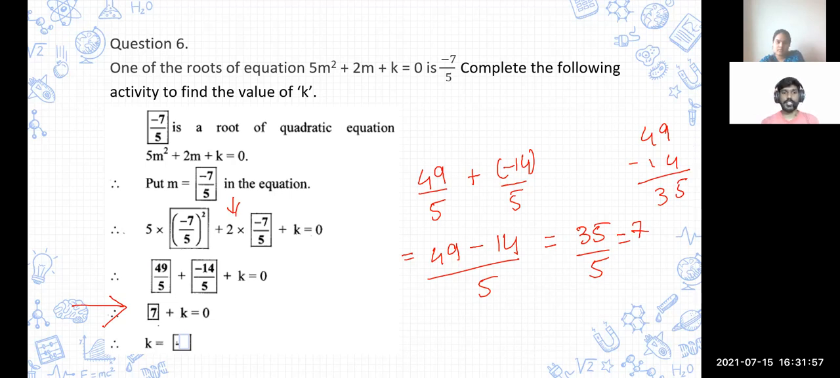And when 7 goes on the other side? Yes, 0 minus 7. That is 0 minus 7. Okay, I'm perfectly fine.